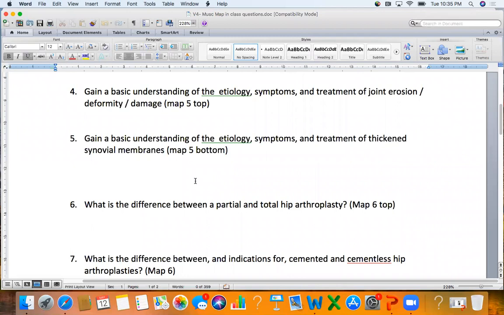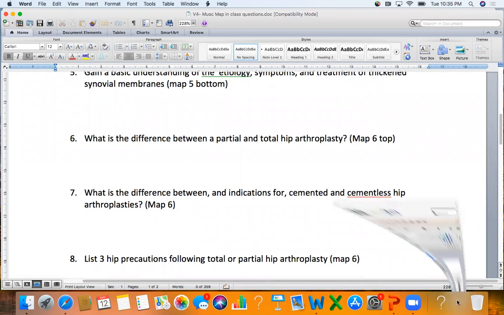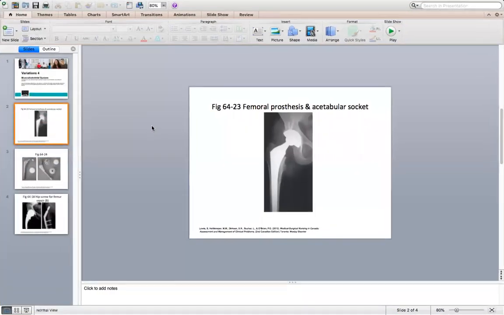Which leads us into question 6. What is the difference between a partial and a total hip arthroplasty? Let me answer that one straight up with pictures. So let's go to your PowerPoint that's off of your Moodle, and let's just look at that. So let's talk about this in general first. So I'll address some other questions here too, because it just makes sense to do it now.